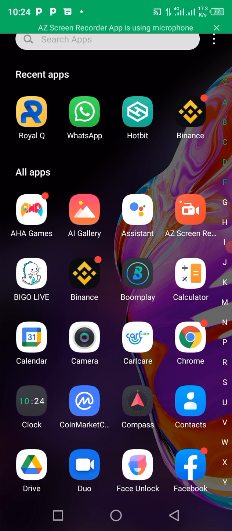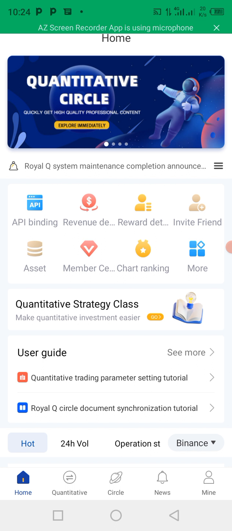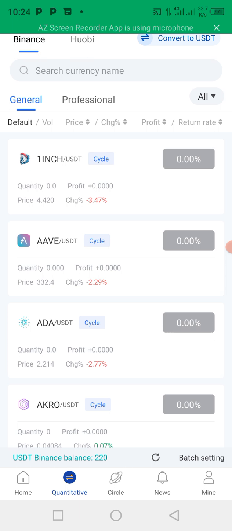Go to your Royal Q app and click on it. When it opens, you go to quantitative. When you click on quantitative, you will always see USDT Binance balance. You will always know your balance in your Binance, which you are trading with. So here you have 220 USDT as your capital for trading.